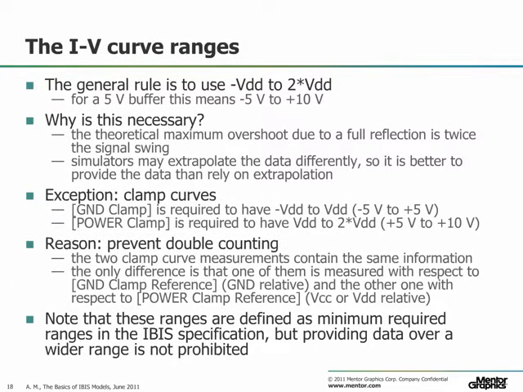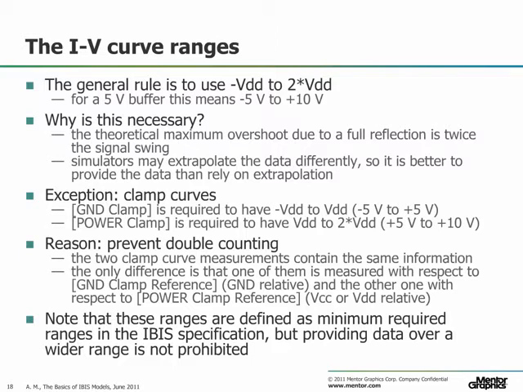The IBIS specification requires that the IV curve range should span from minus VDD to twice VDD. In a 5V case, this would mean minus 5V to plus 10V. You might ask the question, why is this necessary? The reason for this requirement is based on transmission line theory. If a transmission line is unterminated, the signal could double in its amplitude at the end. If you had a buffer that was able to drive a 0 to 5V signal swing into the transmission line, the unterminated end of the transmission line would actually double that and you would see a 10V signal.